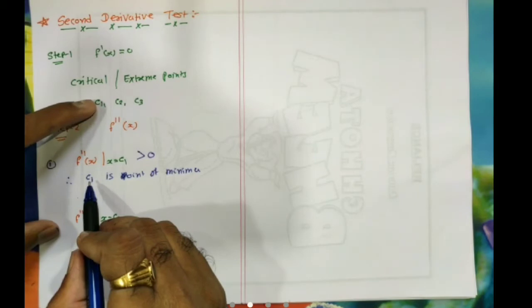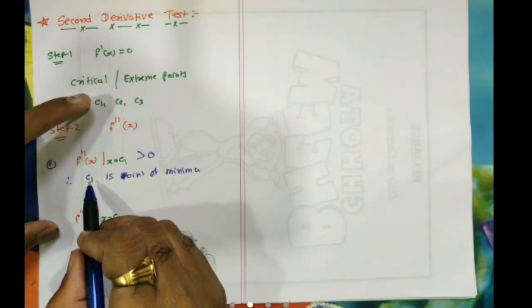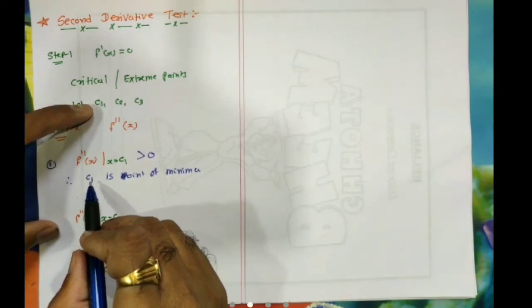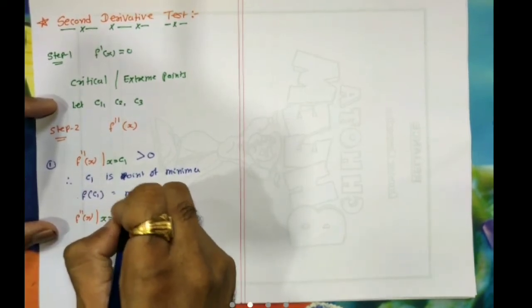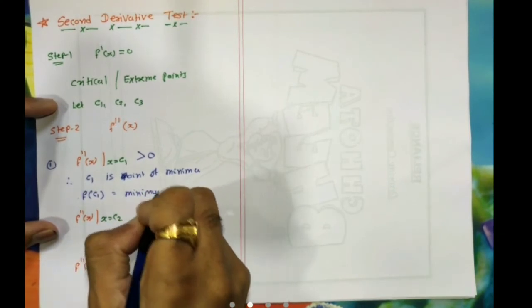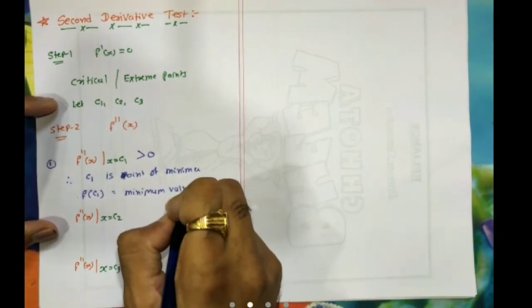C1 is the point of minima. That means at this critical point a minimum occurs, so at that point you can find the value of the minimum. The minimum value of the function will be the value of the function at C1. So f(C1) will give you the minimum value. Done?